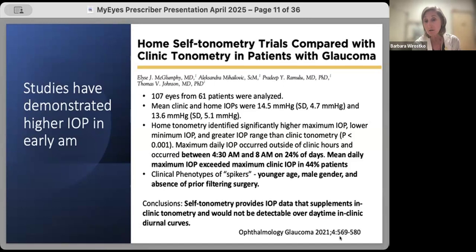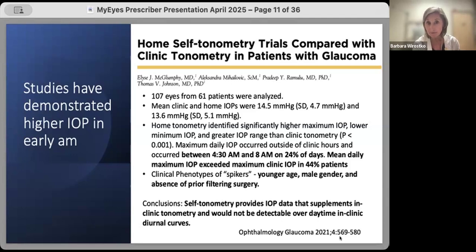And they were generally younger men, and obviously hadn't had surgery. But they concluded that self-tonometry may provide useful information, especially in those early waking hours. And this really is what we've been recommending to our patients, is to use the eye care home in those early waking hours. Set your alarm. If you wake up at 8, set your alarm for 6 and see if there's a spike.